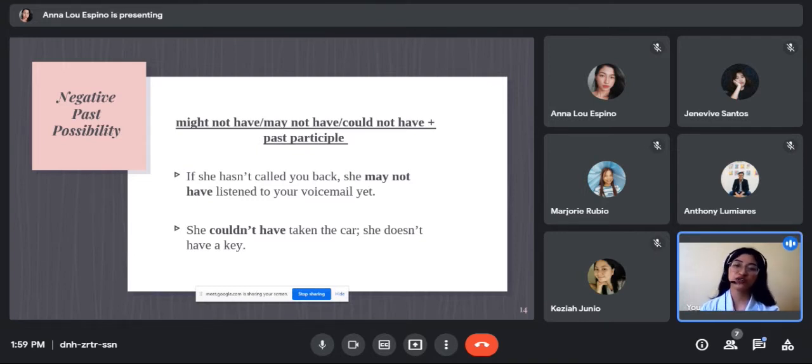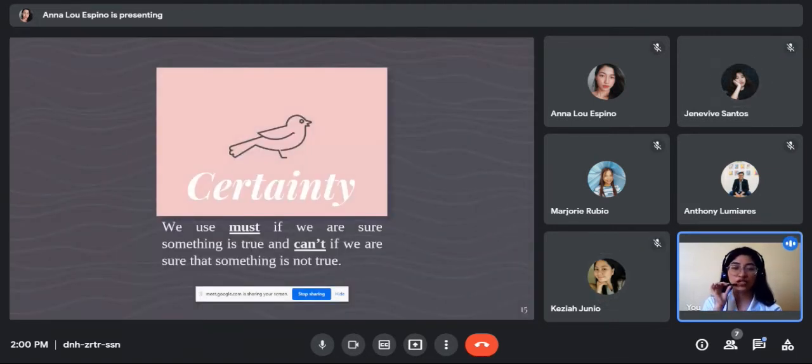Next sentence. She couldn't have taken the car. She doesn't have a key. Okay, the modal used is couldn't. We all know that couldn't is the shorter version of could not, right? So again, it also shows negation. So could is the modal used, followed by the word not for negation, and then have, and then taken, which is the past participle of the word take. Okay? Is everything clear? Is there any question? Yes, ma'am. Okay, before we move to certainty, is there any question?